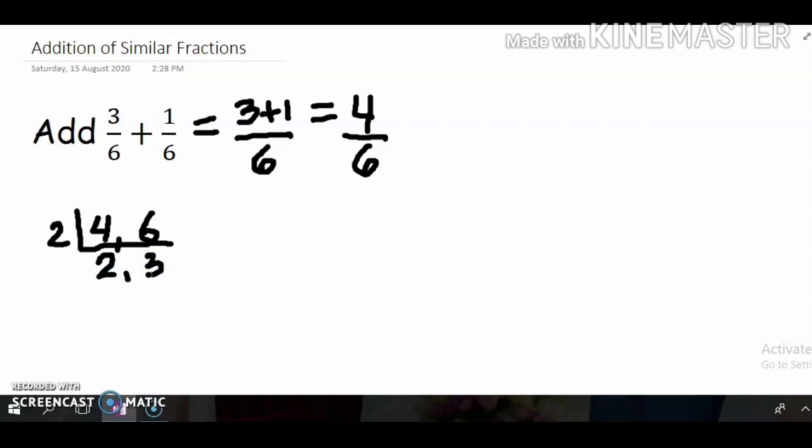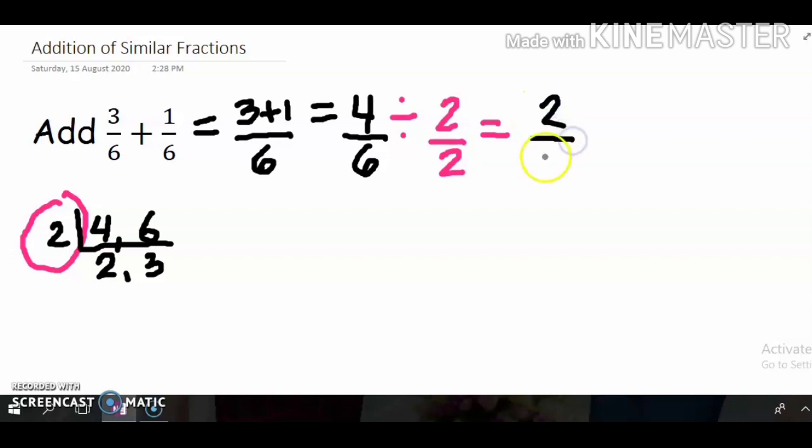Okay, so meron pa ba? Pwede pa ba nating i-divide ang 2 at 3? So, wala na. Therefore, ang GCF niya is 2. So, we will divide the numerator and the denominator by the GCF na 2 to get the lowest term. So, ang answer natin ngayon, 4 divided by 2 is 2 and 6 divided by 2 ay 3. So, this is now the final answer or the lowest term, 2 over 3.